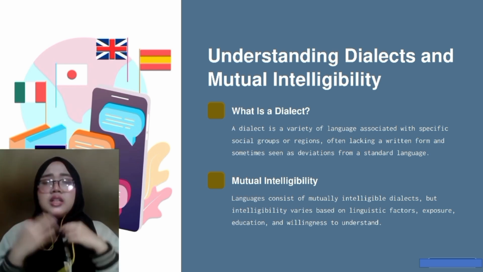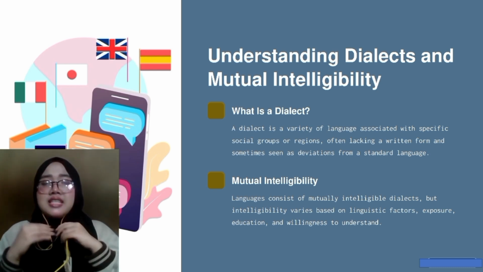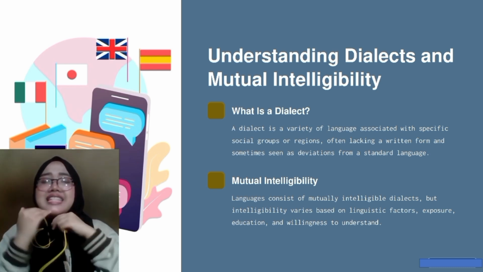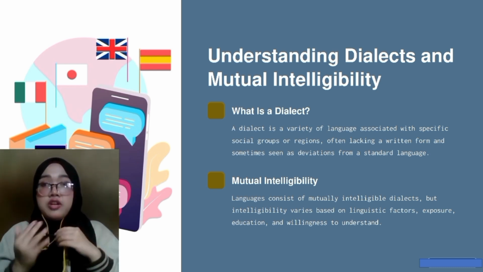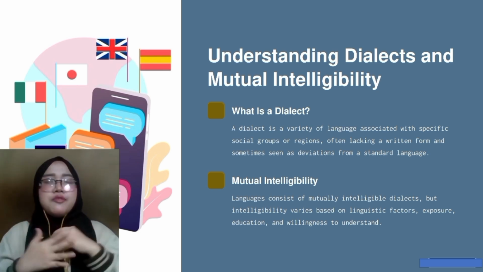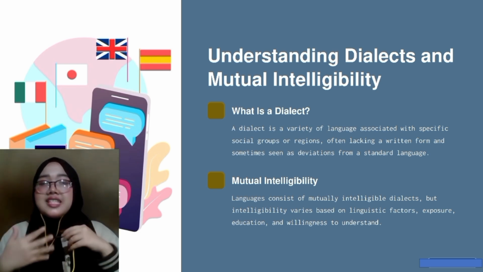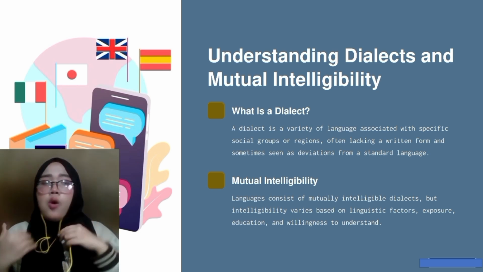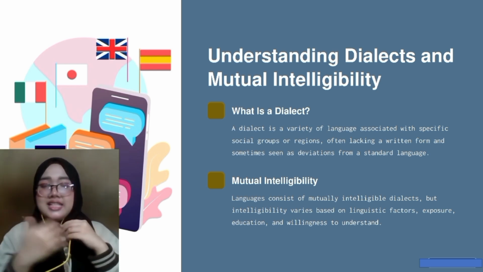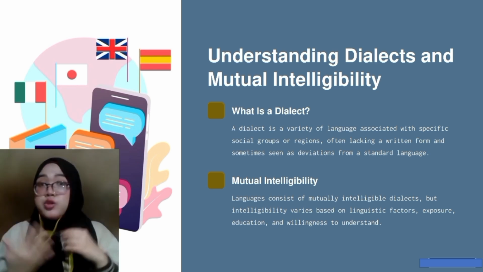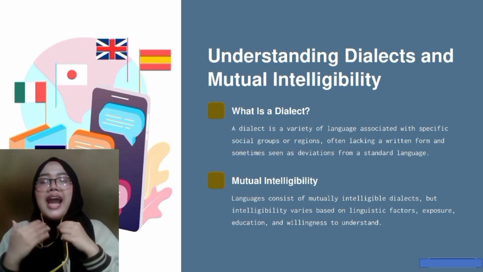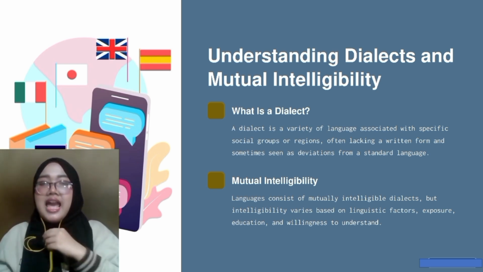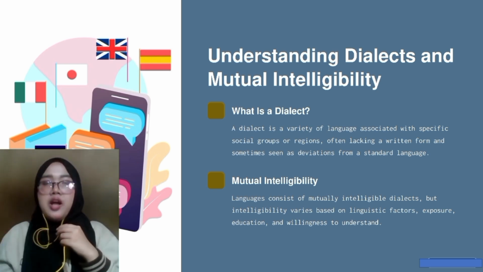Next is mutual intelligibility. It means how well speakers of different dialects can understand each other. Even though people may speak different dialects, they can often still understand each other depending on things like how closely related the dialects are, how much education or exposure someone has had to the other variety, and even their willingness to understand.